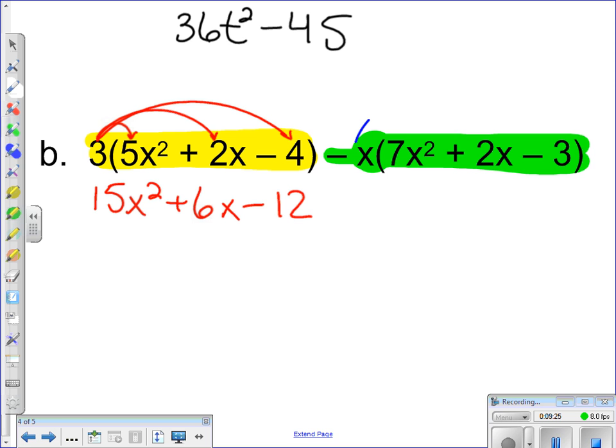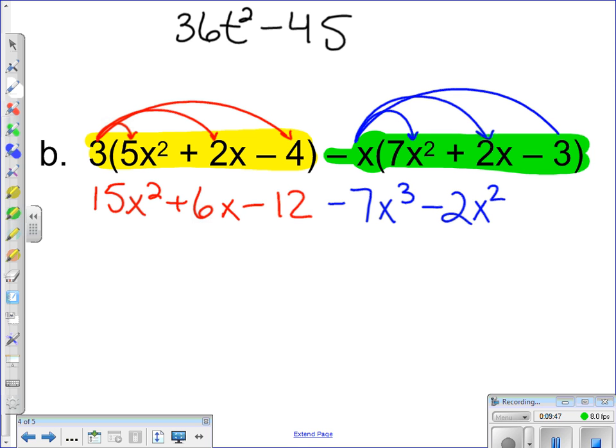Second part, negative x. Well, negative x is just going to change the 7 to a negative 7. But x and x squared makes x cubed. And then negative times positive 2 will make that a minus 2. x and x, x squared. And then lastly, negative x and negative 3 will make a positive 3x.